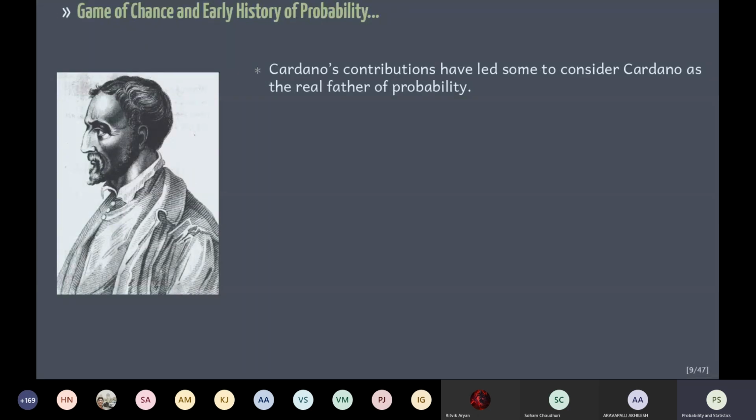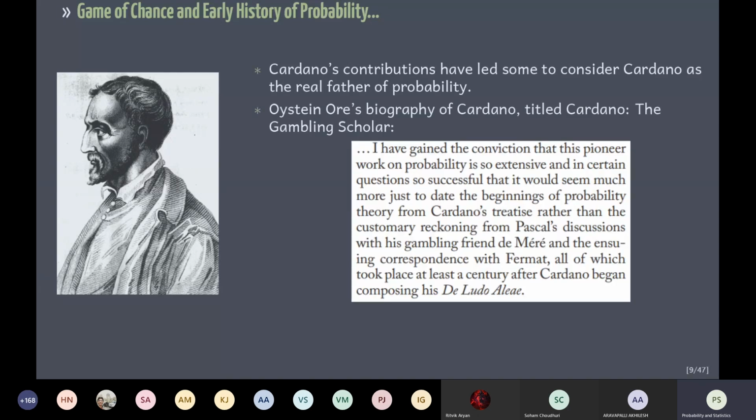Cardino's initial contribution was so great that many actually considered him as a real father of probability. And this is what one of the biographers of Cardino says. As you can remember, Cardino was also involved in one of the methods that you study in high school of solving the cubic equations, right? So if I remember, that is by Cardino. Okay, I'm sorry, I'm pronouncing him incorrectly.